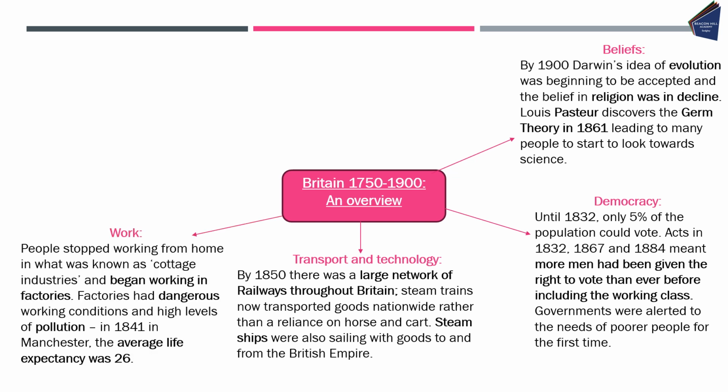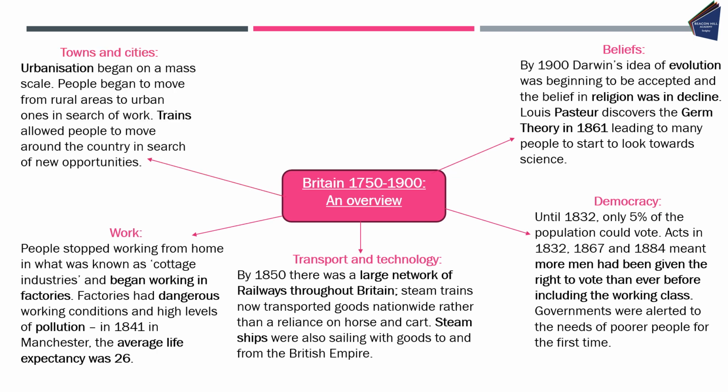We've then got work. People stopped working from home in what was known as the cottage industry, and they moved towards factories. Factories had dangerous working conditions and high levels of pollution. So in 1841, we have a statistic of the average life expectancy just being 26 years old due to the dangerous conditions within the factories.